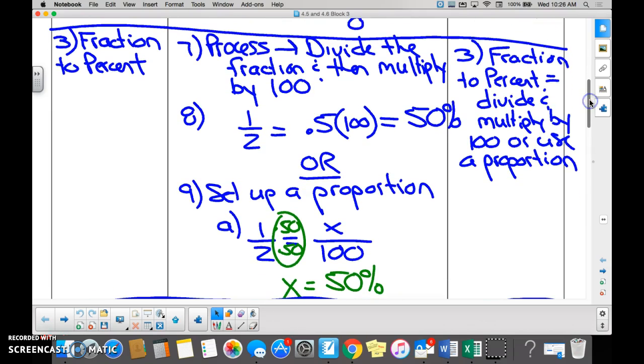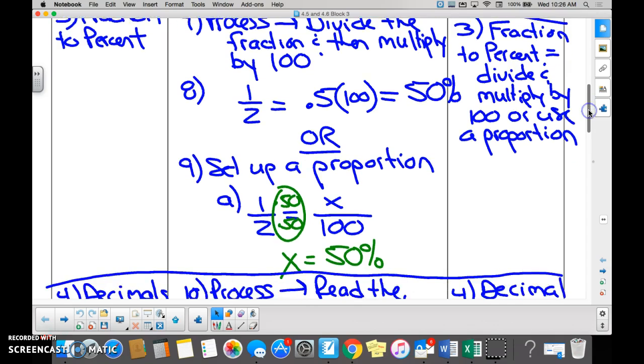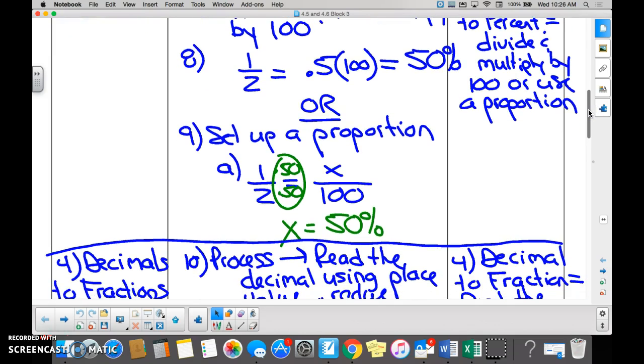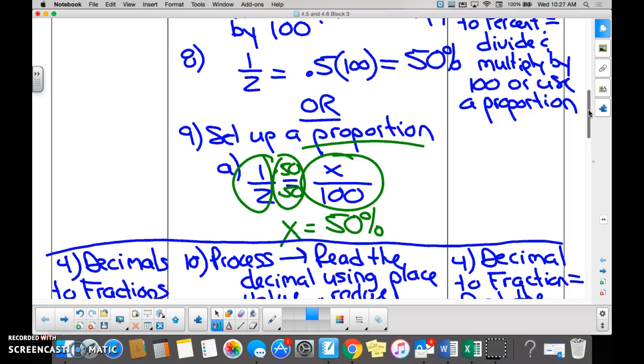Fraction to percent. The process is you divide the fraction, then you multiply by 100. So if you have a fraction, to get to a percent, you need to get to a decimal, and then you multiply it by 100. The second way of doing that is to set up a proportion. We give you the fraction. You determine the percent because percents are based on a what number? 100. So your unknown would be whatever it is out of 100.